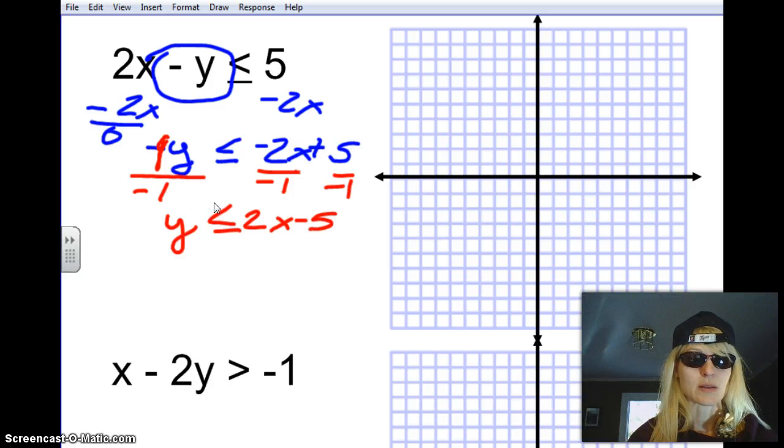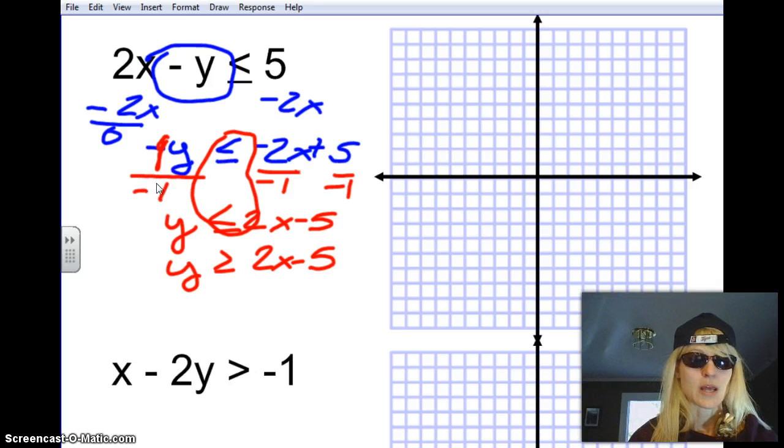Now at this point, we need to look right here. When we divide by a negative, that flips my sign around. So now I want to rewrite this as y is greater than or equal to 2x minus 5. And we've talked about this before. Whenever you divide or multiply through by a negative number, that changes the sign of our inequality because we did the opposite of. Okay? Then from this point, we just want to graph.